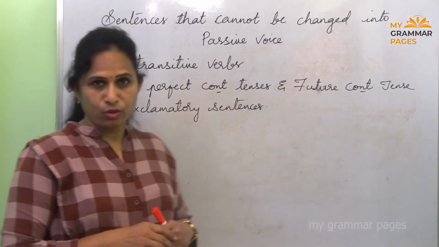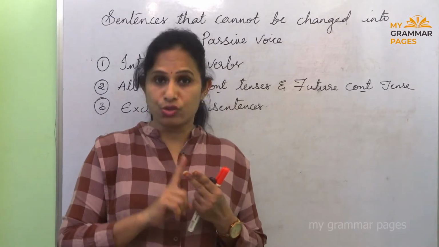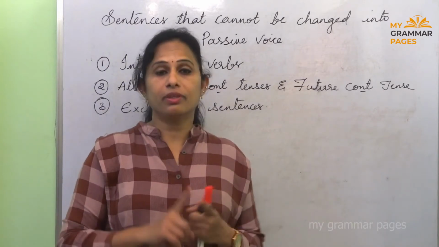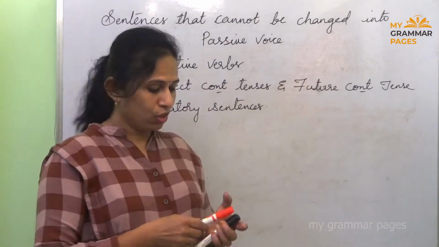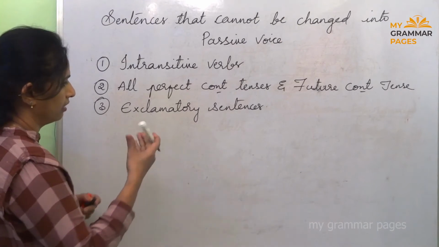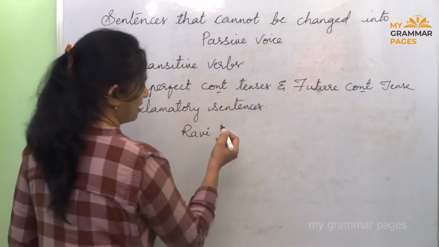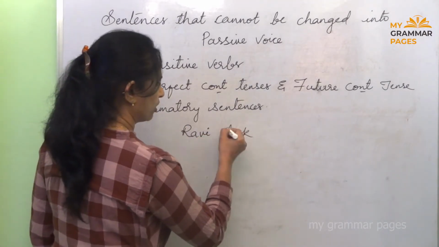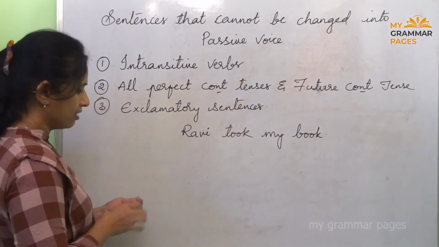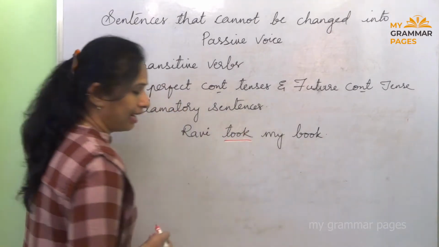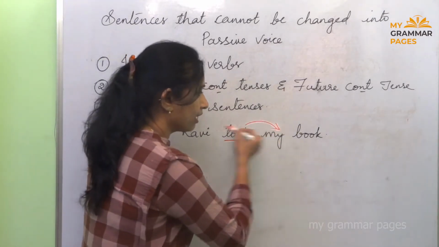Now, coming to intransitive verbs. We all know that verbs are of two types. One is a transitive verb and the other one is an intransitive verb. Now, what is a transitive verb? A transitive verb is the verb which receives the object, which possesses the object. Now, for example, Ravi took my book. In this sentence, this verb took is a transitive verb because it is accepting the object.